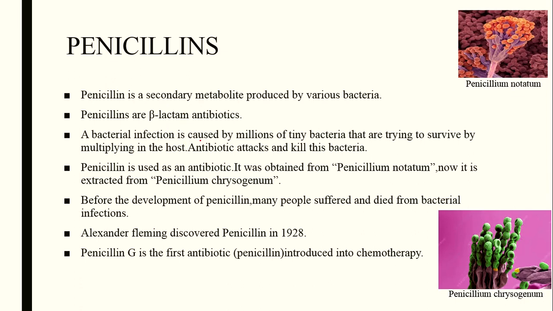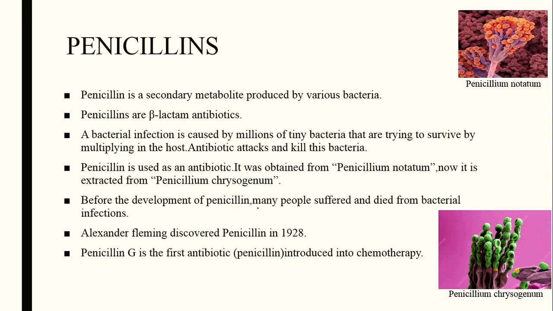A bacterial infection is caused by millions of tiny bacteria and they are trying to survive by multiplying in the host. When an antibiotic attacks those bacteria, it may kill them. Penicillin is used as an antibiotic and it is obtained from Penicillium notatum. You can see here the structure of Penicillium notatum fungi or mold. Nowadays it is extracted from Penicillium chrysogenum. The first penicillin was extracted from Penicillium notatum. Later they started extracting penicillin from Penicillium chrysogenum. This structure below is Penicillium chrysogenum.